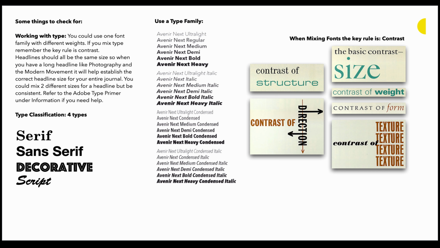So I could use that one family and mix type, but create a lot of variety within my journal page. The key rule when you're mixing fonts is contrast. So here we see a couple of different ways that you can contrast type. You could have something very small and something large. You could play with weight, as you see the ultralight next to the heavy in the Avenir family.